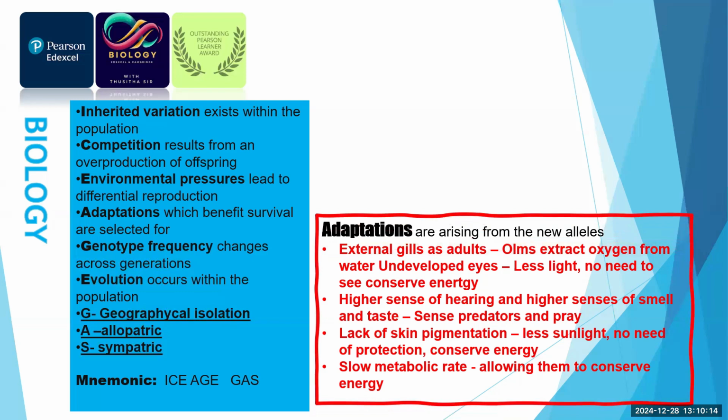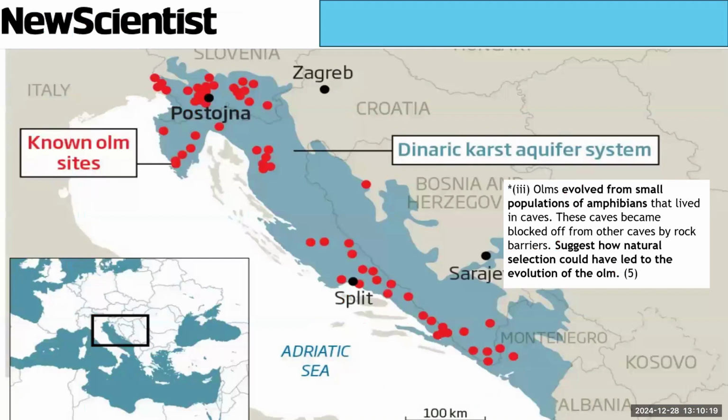The next part again shows the model answer. This is the map of this area, Slovenia and Croatia, and the red spots are the identified caves. I took this map from New Scientist magazine to show, as the question says, olms evolved from a small population of amphibians that lived in caves. These caves became blocked off from other caves by rock barriers. Now you can see they don't have an interconnection. This means they are geographically isolated.